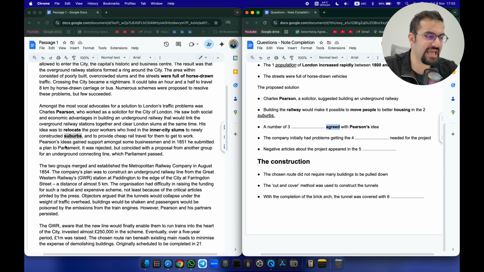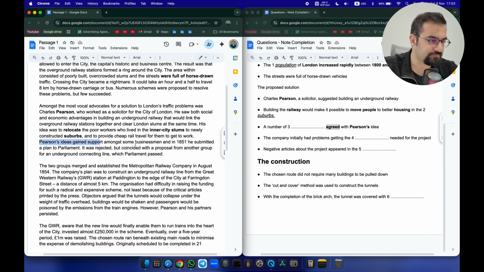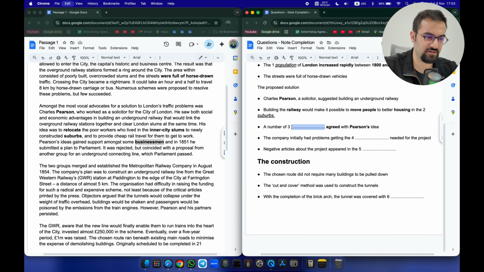Now, Pearson's ideas gained support amongst some businessmen, and in 1851 he submitted a plan to Parliament. Well, we are looking for people or someone or something that agreed with Pearson's idea. Probably it's people, right? And when I read this part, I see gained support, which means, who do we support? The people that we agree with, right? So that's why the answer here will be businessmen. Okay, and let me paste it here and do this.